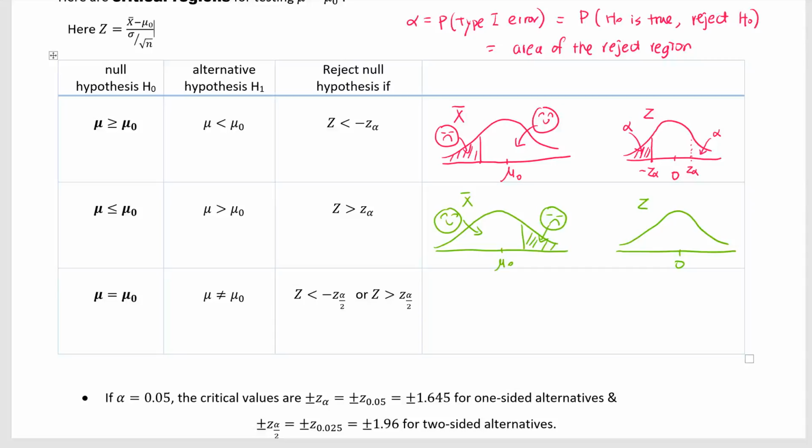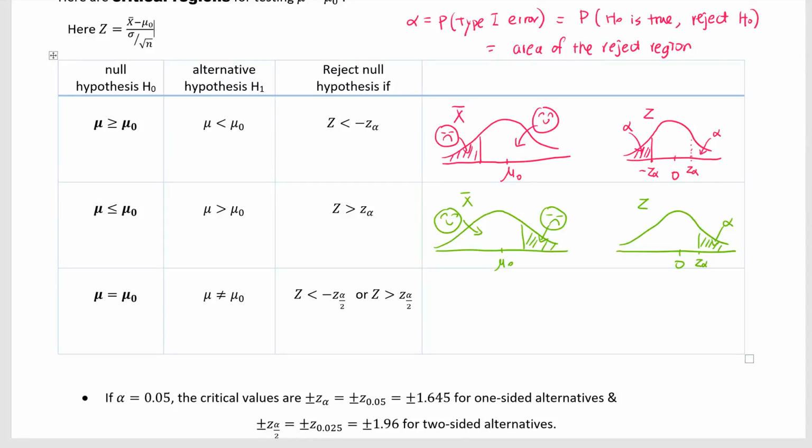So this is our reject region. The area of the reject region should be alpha. So far, so good. The claim is true, we reject it. That's the area of the reject region. If this is alpha, then this is z alpha. So we reject the null hypothesis if z is greater than z alpha. So we can always draw the picture and then figure it out.